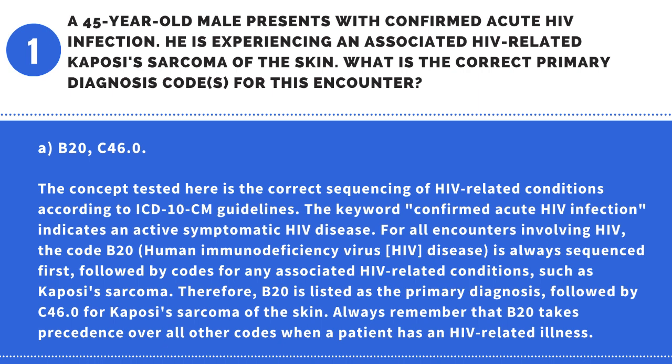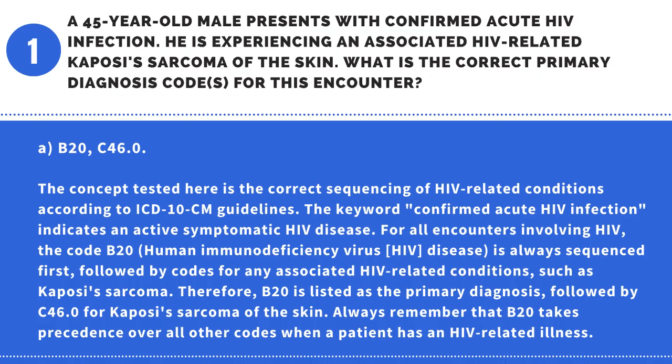B20, C46.0. The concept tested here is the correct sequencing of HIV-related conditions according to ICD-10-CM Guidelines. The keyword confirmed acute HIV infection indicates an active symptomatic HIV disease.